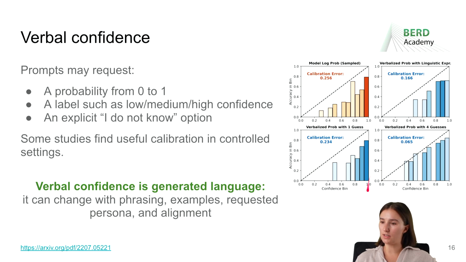But here, for example, you can see that verbalized probability has a better calibration, so it's closer to this line. We can go back to the videos on calibration if you don't remember well what those plots represent. But basically we want the bars to be very close to the diagonal, and it's a method that can already work. But again, this is generated language, so it can change with the exact phrasing that you ask for, with the examples, what kind of persona you're requesting, and in general with alignment methods that we will later look at even more.